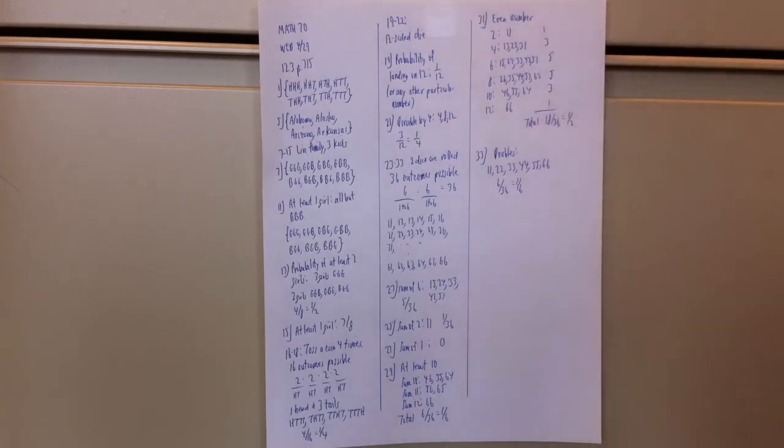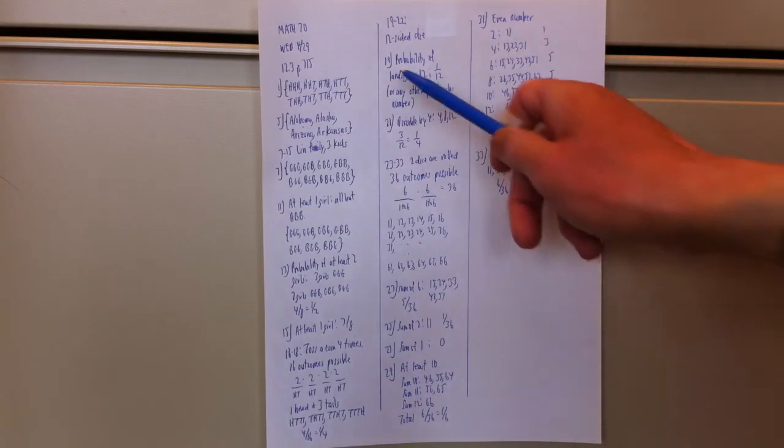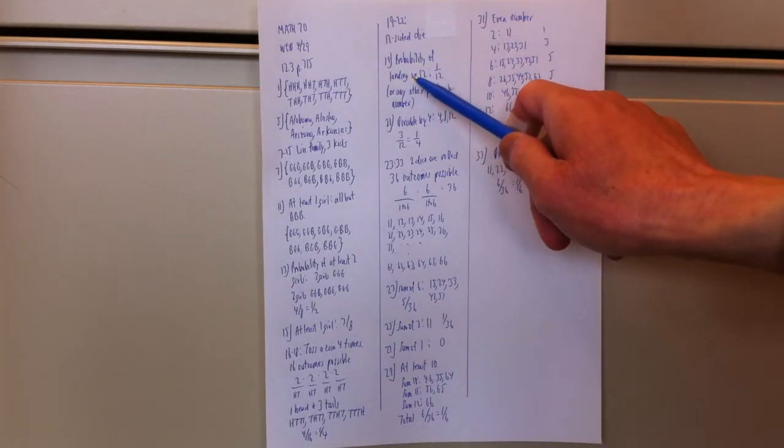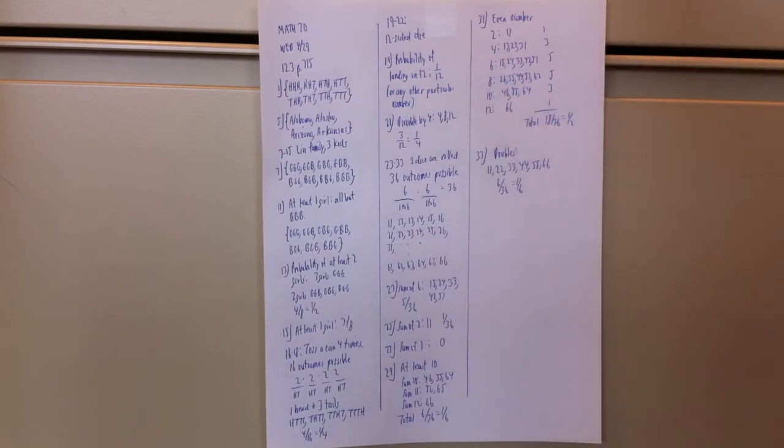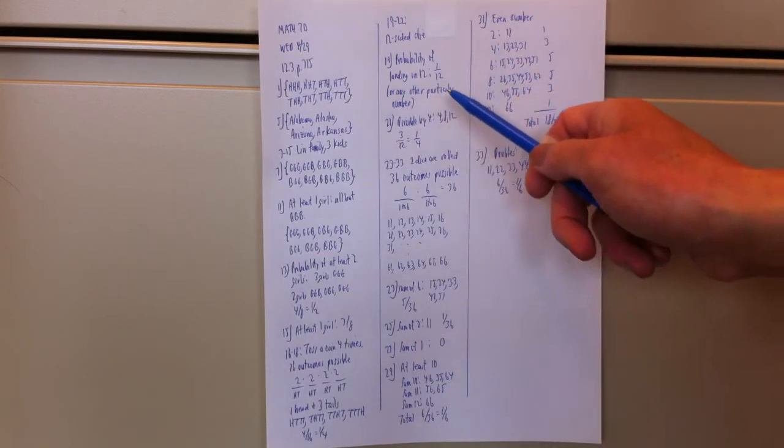Okay, then for 19 to 22, you have a 12-sided die. So 12 sides, 1, 2, 3, 4, up to 12. What's the probability of landing on the number 12 itself? Well, that's 1 out of 12. And that would be likewise a possibility for any particular number.